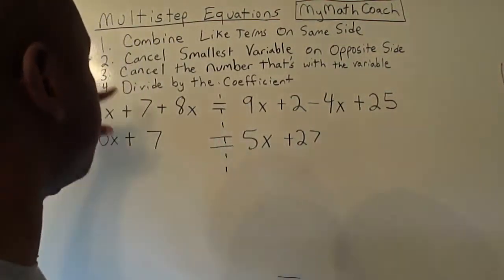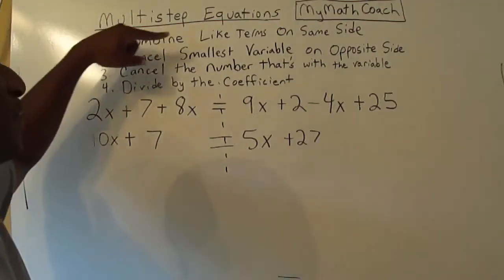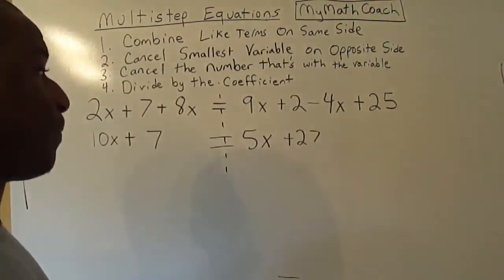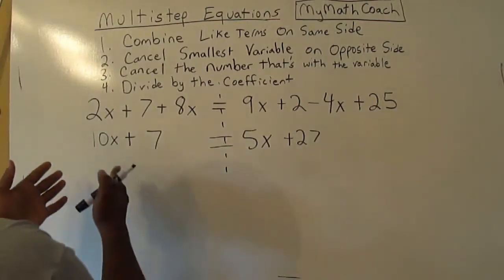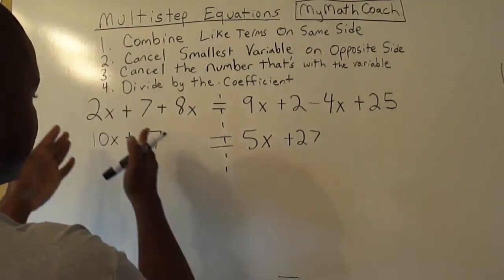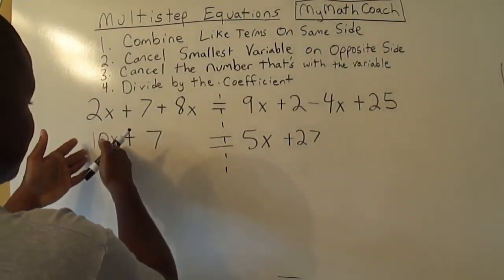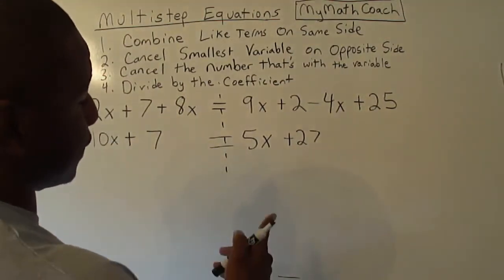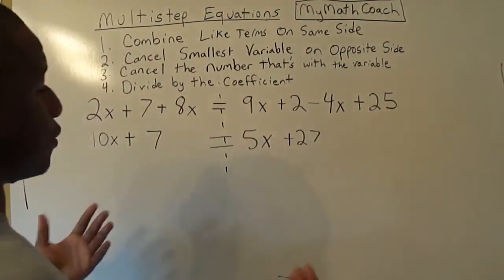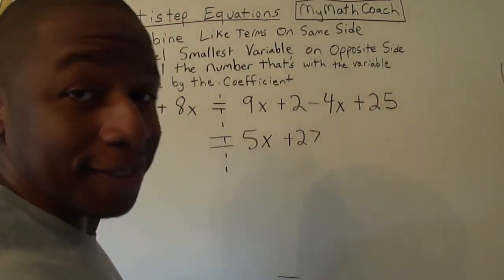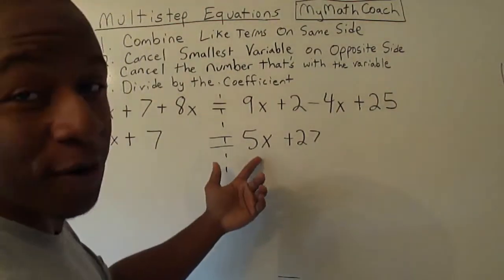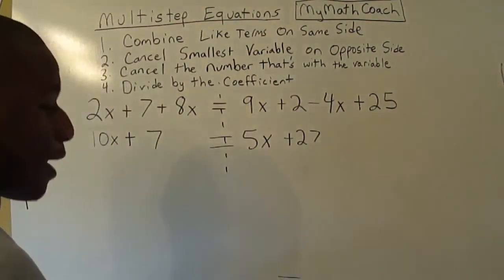So we go to step number 2, which is cancel the smallest variable on the opposite side. So when you look at the two sides of your equation, you've got variables on this side, which would be a 10x, and you have a variable on this side, which is 5x. Now which one is smallest? That's an easy question. The 5x, right? So this is the one that we want to cancel out.